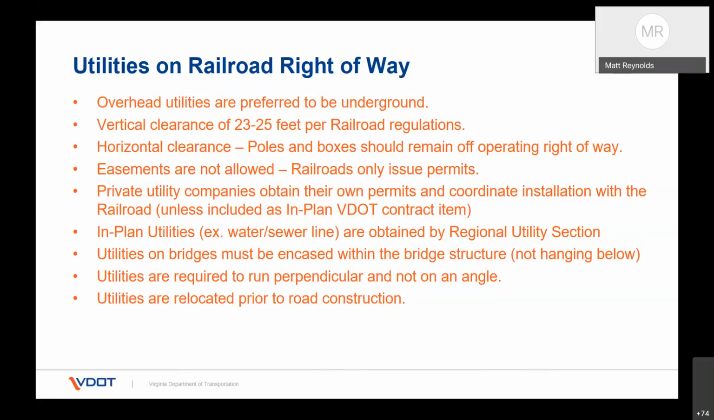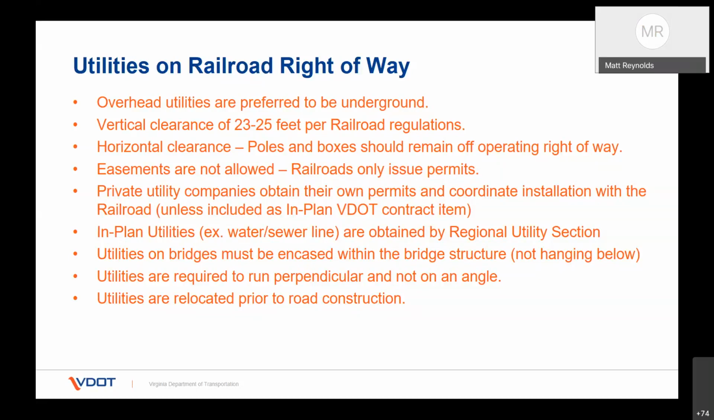This is Matt. I'll jump in and discuss some of the utilities on railroad right-of-way. I've been dealing with this for, I guess, really way too long. But anyway, this can be as much of a challenge as the rest of your project, accommodating utilities that either have to remain in place or be accommodated for a relocation. Just to give some brief bullets, overhead utilities are preferred to be underground when crossing the railroads. If not, the vertical clearance is 23 to 25 foot per railroad regulations. The horizontal clearance, poles and valve boxes, handholds, whatever the case may be, should remain off the operating right-of-way of the railroad. Railroads do not grant easements across their property.